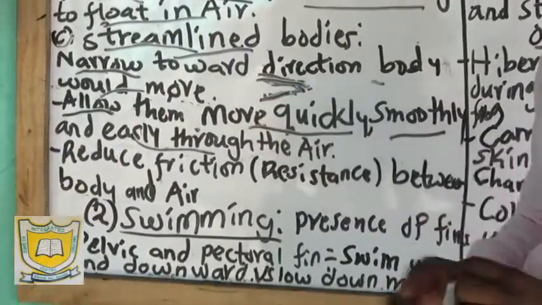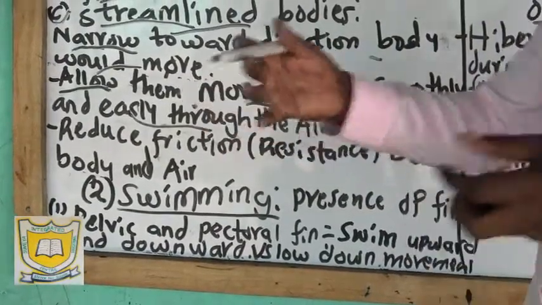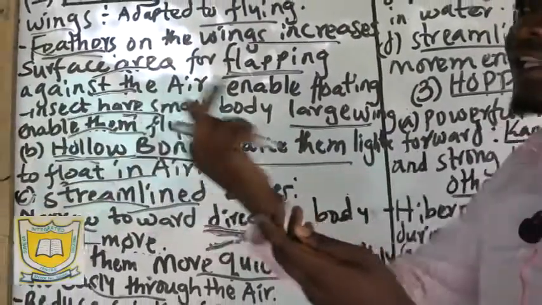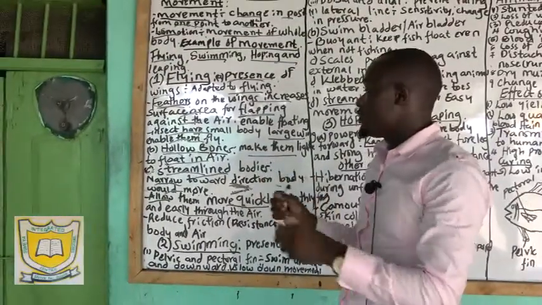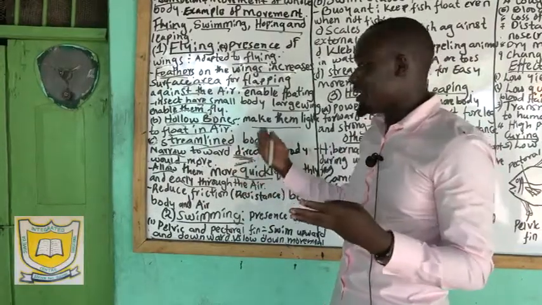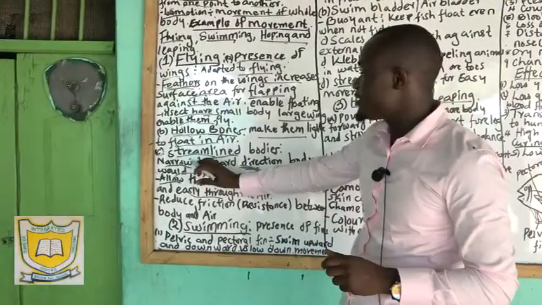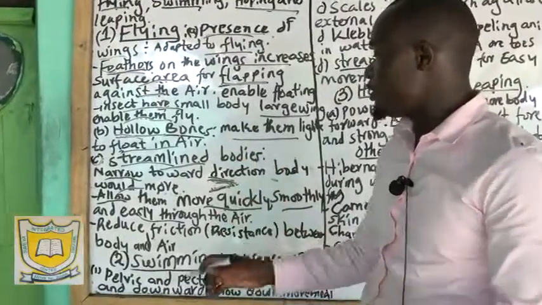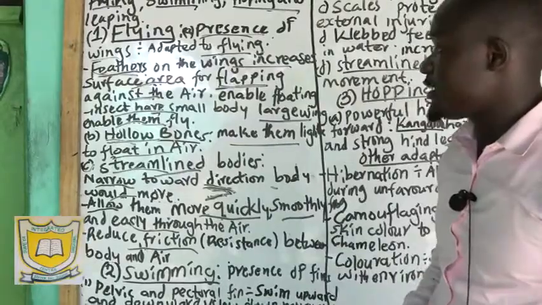Then still on this streamlined body, it reduces friction. So in the air, we have air that is moving against the bird. When the bird is taking this direction, we have air that is moving towards where the bird is coming from. So this creates what we call friction. The friction between the surface of the body of the bird and the air causes these animals to have difficulty in movement. But because of it having a streamlined body, it enables this bird or this animal to fly through the air very easily. So that is a streamlined body.